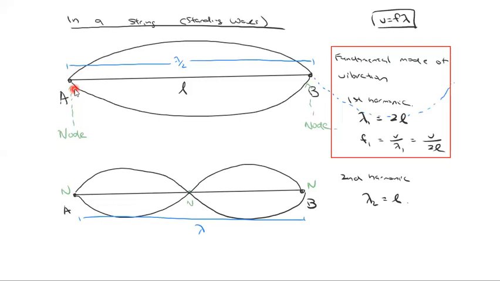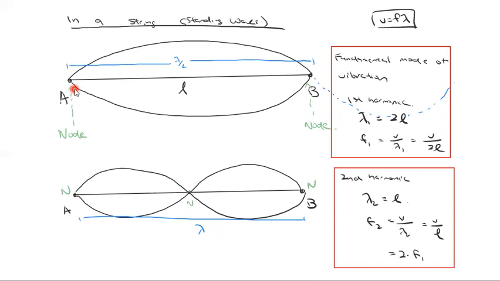And using the same sort of ideas as before, that means f2 must equal v over lambda 2, which is v over L. And more importantly, you can probably see that it's equal to 2 times f1. So the frequency of the second harmonic is going to be double the frequency of the first harmonic.